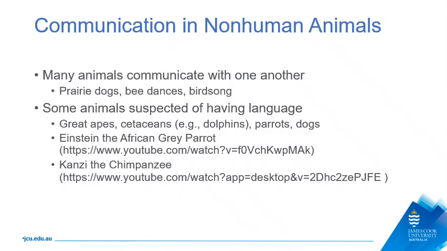Communication in non-human animals. We have many animals that communicate with one another, and some animals are suspected of having language, such as great apes, whales, dolphins, parrots, dogs. So we have examples in the form of Einstein, the African grey parrot, and Chantek, the chimpanzee.